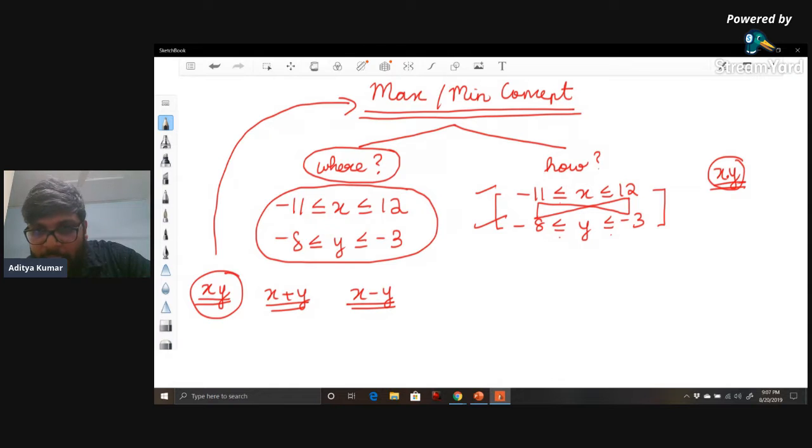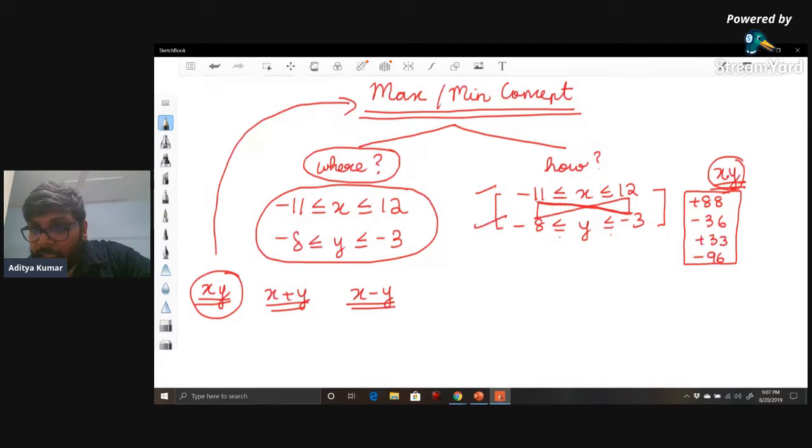So let's do it. Minus 11 into minus 8 gives me plus 88. 12 into minus 3 gives me minus 36. Minus 11 into minus 3 gives me plus 33. And 12 into minus 8 gives me minus 96. You see, if I use the extreme values, I will get four possible products.